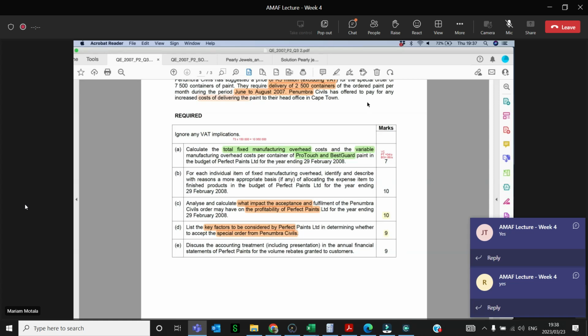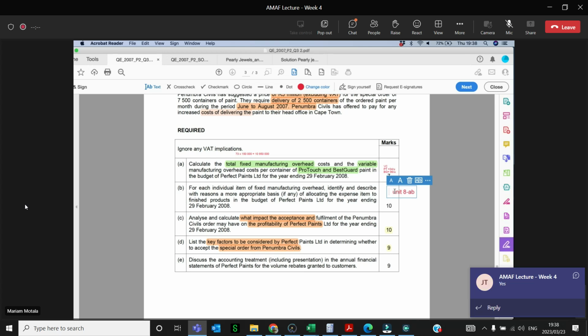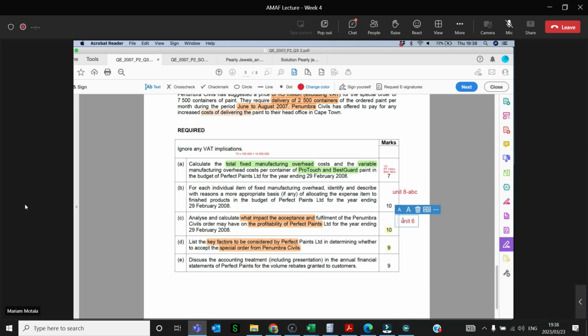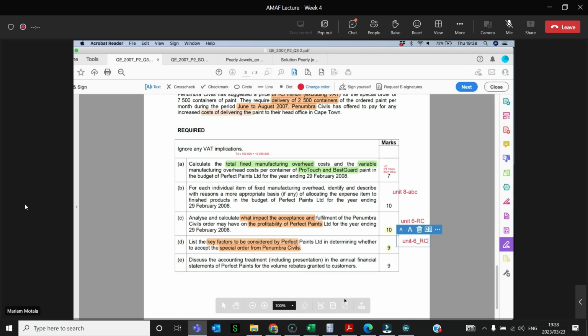I'm going to say you must revisit this question when you deal with Unit 8, which is ABC. You must look at that part. When you look at Unit 6, which is relevant costing, you can look at these two questions. So revisit this particular question next week when you deal with Unit 6, and two weeks down the line when you deal with Unit 8.